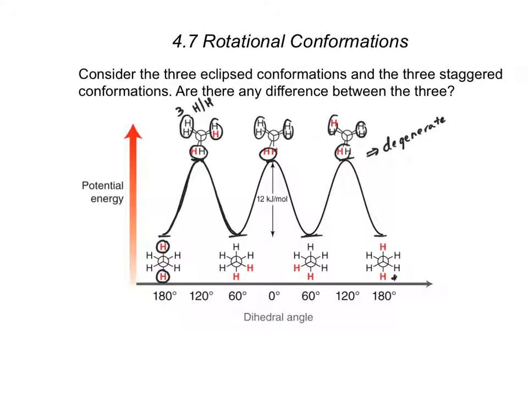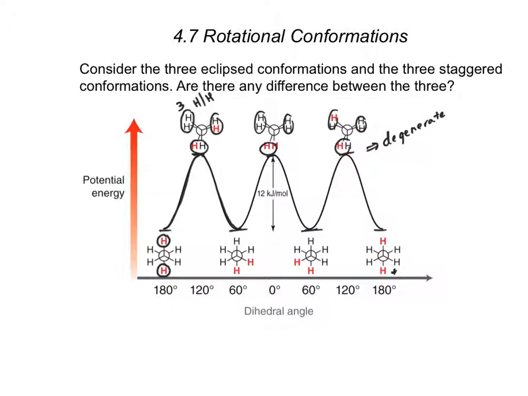Now, that's the eclipse energies, right? So we have 3 hydrogen eclipse in each one. Again, those are all equal in energy, so they're all degenerate. What about our staggered conformations? Do these guys differ with respect to one another at all? No, right? So they are also going to be degenerate. They're all equal in energy.